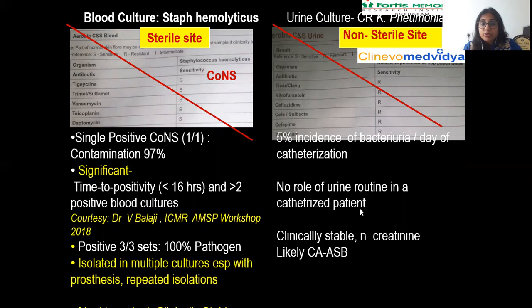Plus, the urine routine actually has no role in interpreting whether the patient has a UTI or not in a catheterized patient. Urine routine in a catheterized patient will show some pyuria and is not useful to differentiate it from UTI or not. Again, what is important is to look into the creatinine. If the creatinine is not high, urine output is normal, or there is a decreased urine output, plus imaging, if there is no evidence of pyelonephritis, that will again go towards colonization rather than infection.